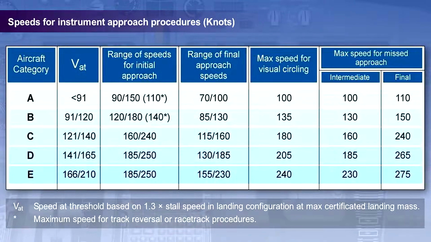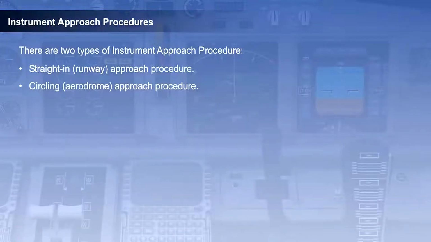Speed is also an important consideration, as you will recall from the departure procedure process. The critical speed is the speed at which the aeroplane crosses the threshold of the runway, VAT, but other speeds have important implications. The table shown here relates speed to category of aircraft to allow you to determine the correct speed for your instrument approach.